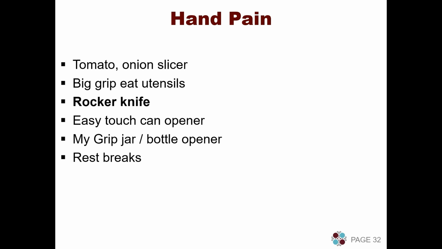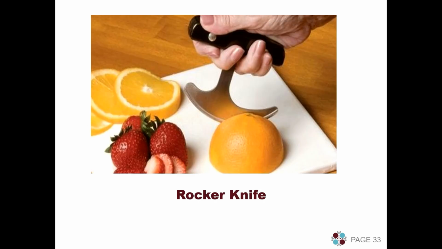And then again, educating to take rest breaks so that you are preventing the onset or increase or spike in hand pain. And then the My Grip jar or bottle opener as well, because that's a lot less stress to the joints. This is an example of that rocker knife, and really the individual has a lot of different options as to how they want to grasp or hold the knife. So that makes it a really adaptable device that you can use in the kitchen.